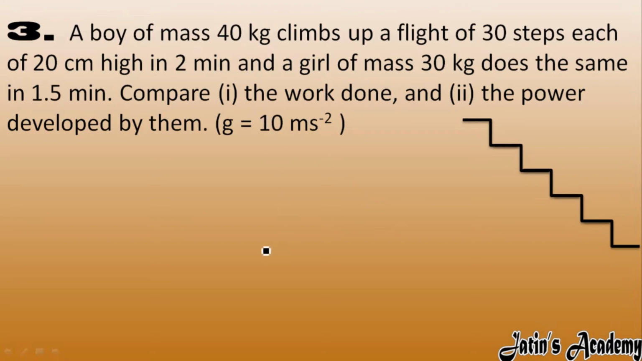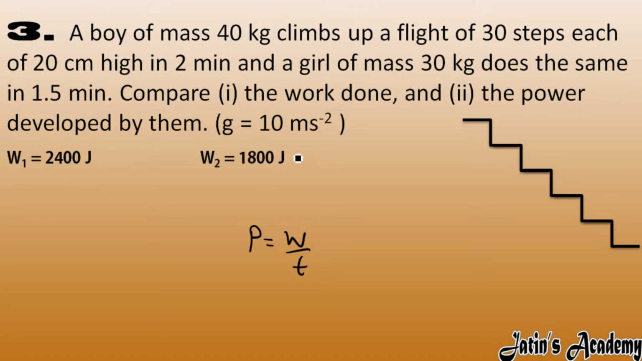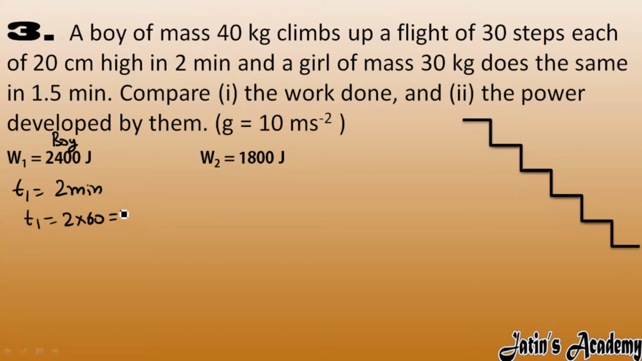Now we have to calculate the power, means we have to compare the power. What is the formula of power? Power is work done per unit time, so we need work done as well as time. Work done we have already calculated: for the boy 2400 joule and for the girl 1800. Now let's see the time. For the boy, time is 2 minutes. Convert it into its SI unit by multiplying with 60, so 120 seconds. For the girl, time value is 1.5 minute. Convert it into seconds, 1.5 into 60, we get 90 seconds.